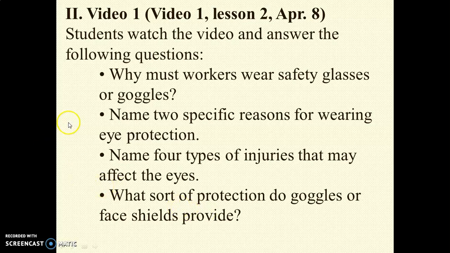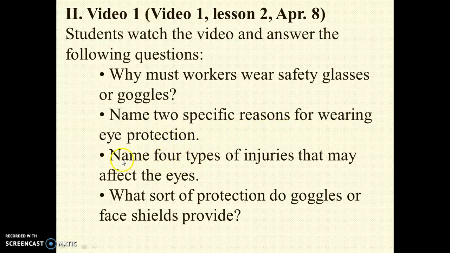So the first question is, why must workers wear safety glasses or goggles? Why should they wear safety glasses or goggles? What's the reason? For what purpose? For what objective? And then name 2 specific reasons for wearing eye protection. We want you to give us 2 specific reasons, not very general reasons.